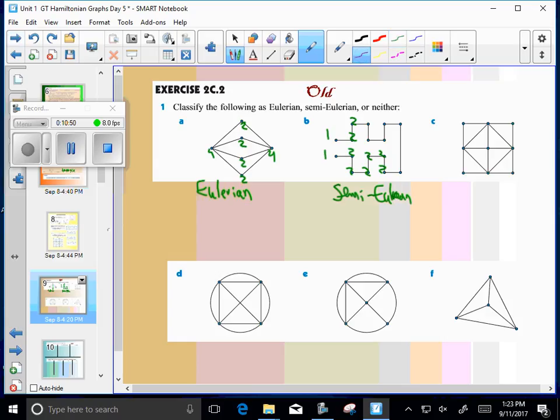What if I put one more edge here? Now would it be Eulerian? Yeah, notice that these turn to 2 and everything's even again. Make sense? Okay, how about this one?